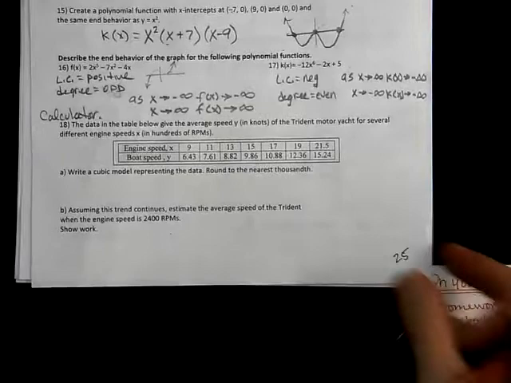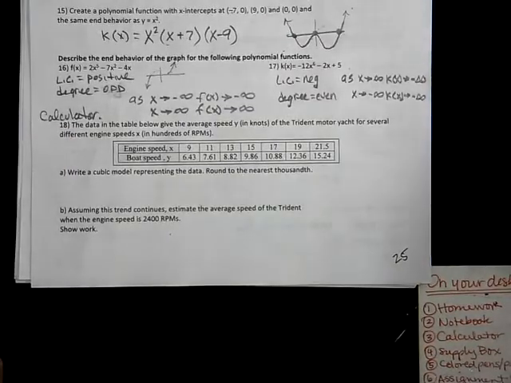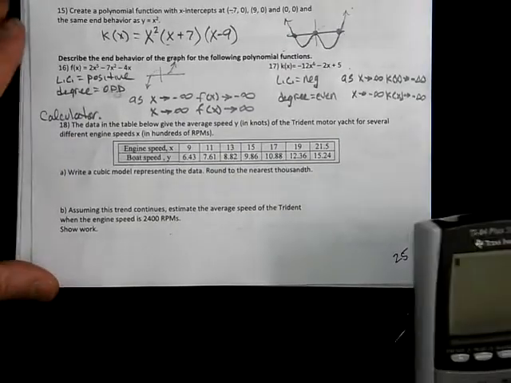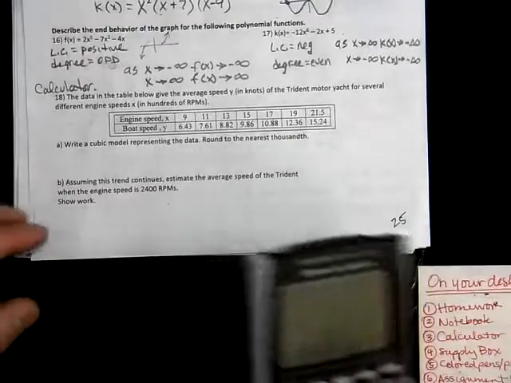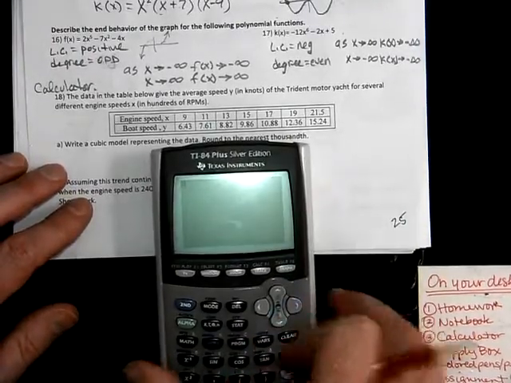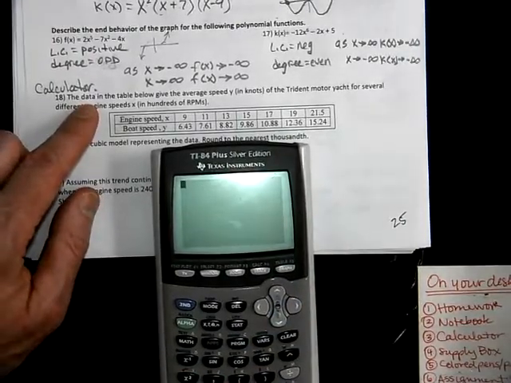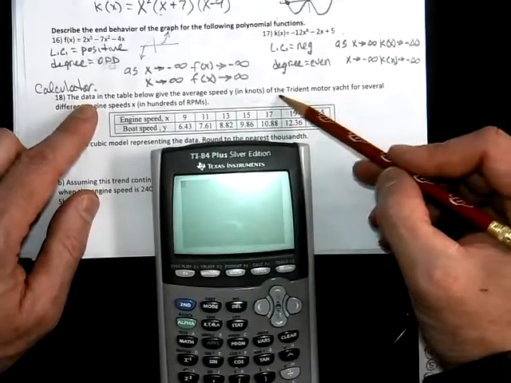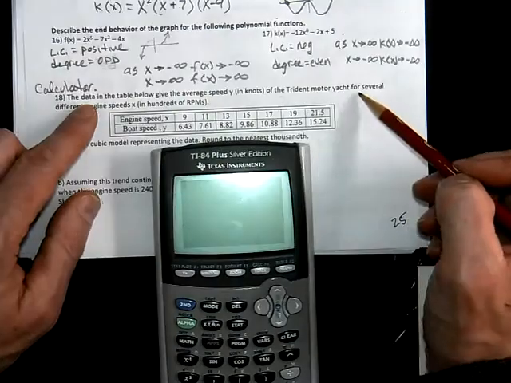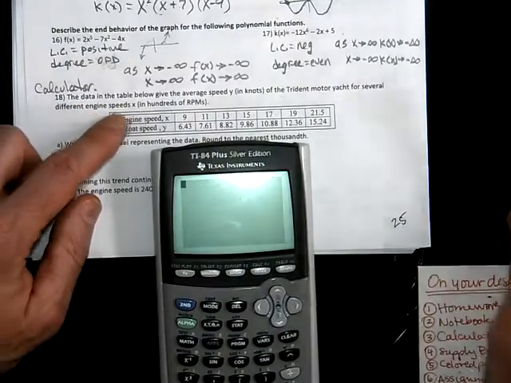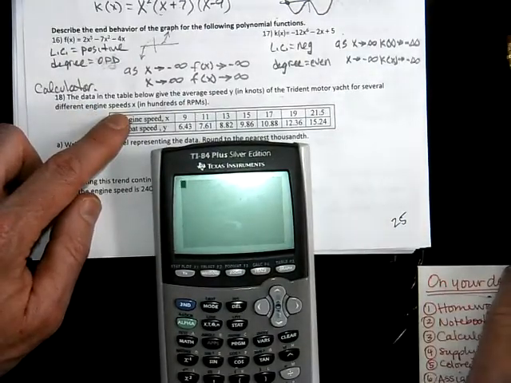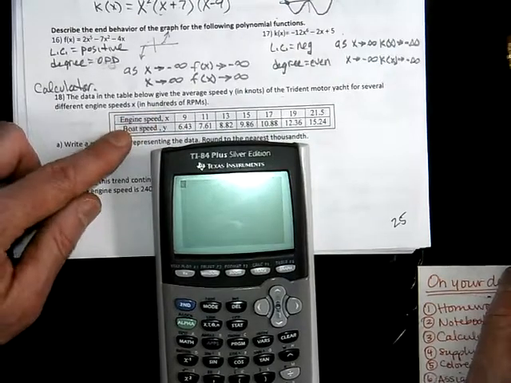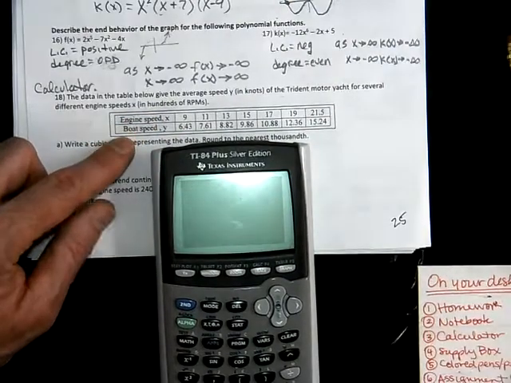Here we can use our graphing calculator. It wasn't in the graphing calculator section, but we definitely can. This is a graphing calculator question. The data in the table below give the average speed of the Trident motor yacht for several different engine speeds. So if the RPM increases, this is what we get.